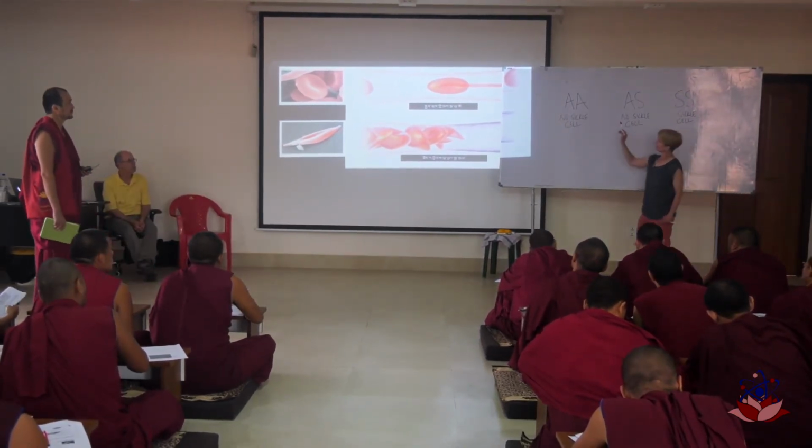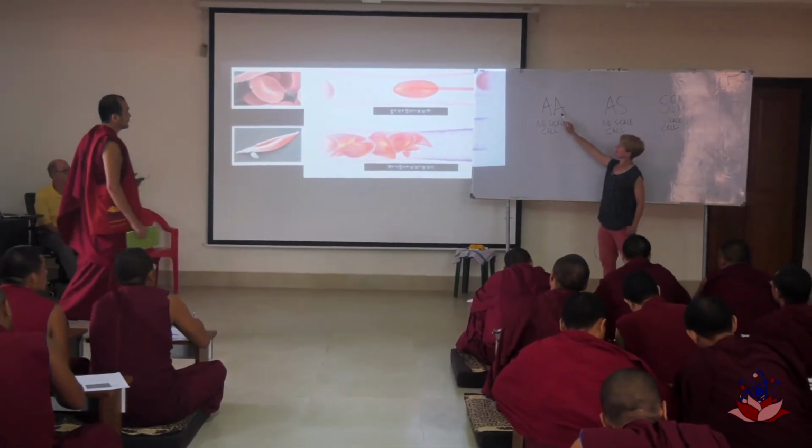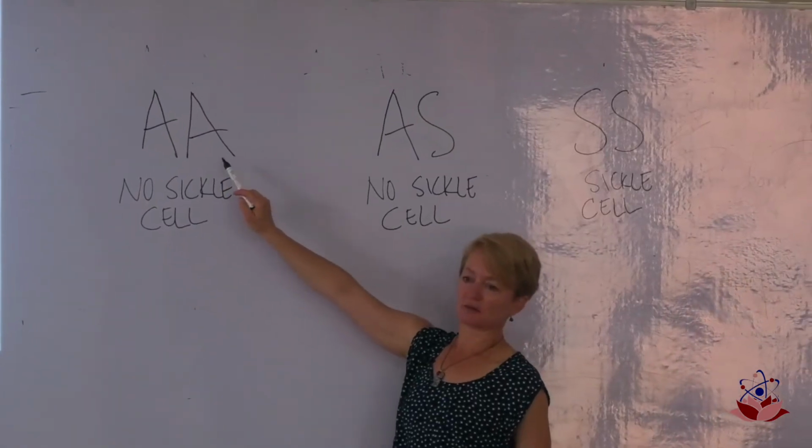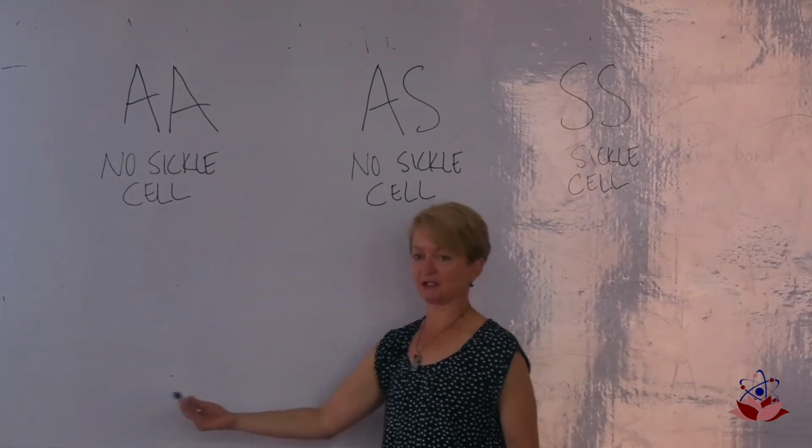So in this notation, A means the normal allele or the allele for normal hemoglobin.